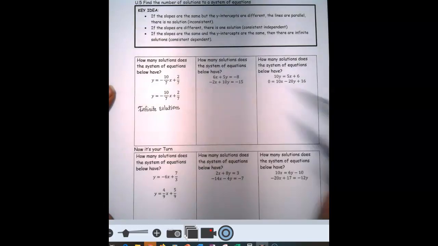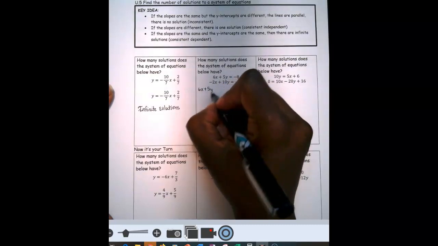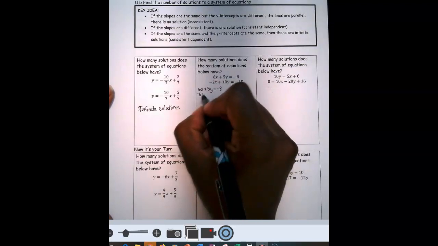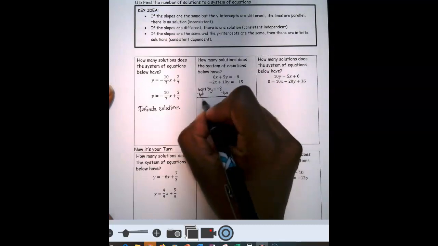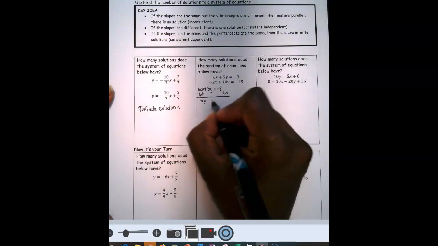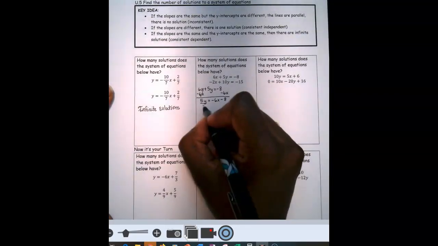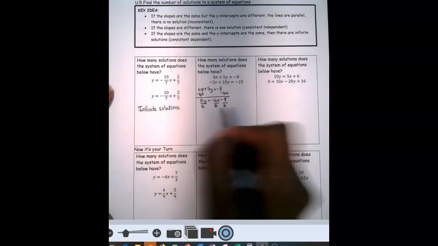Now, the best way to do this is to change these into slope-intercept form. That way, you can compare slope and y-intercept, okay? So we're going to take 6x plus 5y equals -8, and we're going to get y alone. So we're going to subtract 6x from both sides of the equation. That leaves us with 5y is equal to -6x minus 8. We're going to divide by 5 on both sides of the equation in every term.